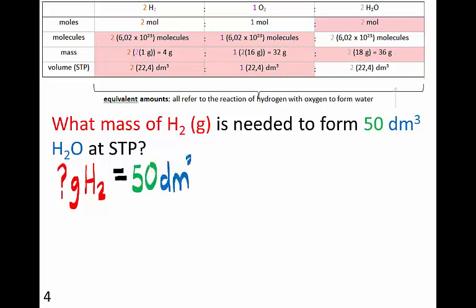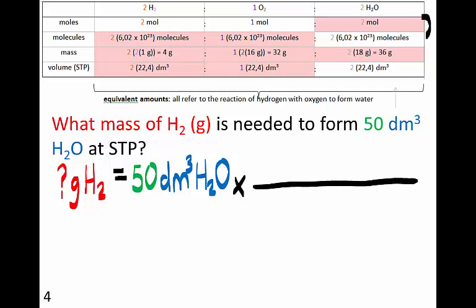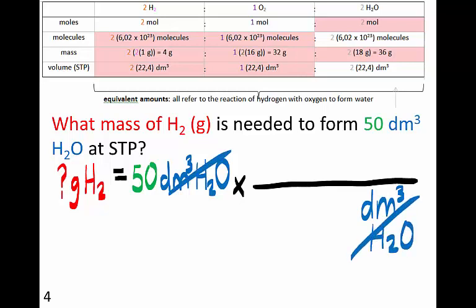What mass of hydrogen, again, how many grams of hydrogen, is needed to form 50 decimeters cubed of water at STP? Since it's at STP, we can use these values given here, 22.4 decimeters cubed for every mole. And we need to multiply this by a conversion factor, which we get from this table up here. See if you can give the conversion factor before I show it. Our conversion factor needs decimeters cubed of water at the bottom to cancel away the given unit, and grams of hydrogen at the top to introduce the required unit.